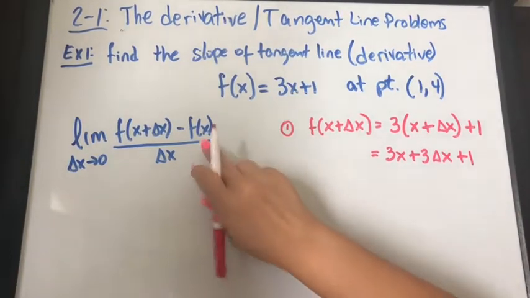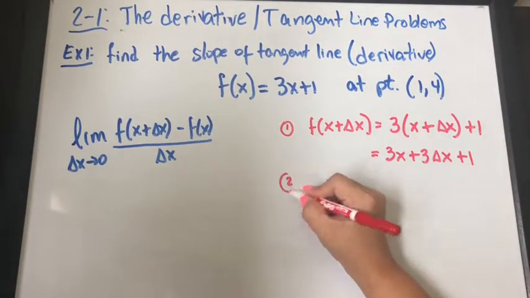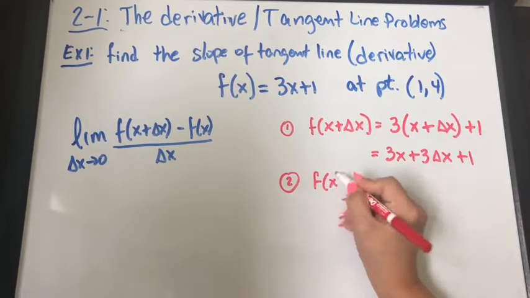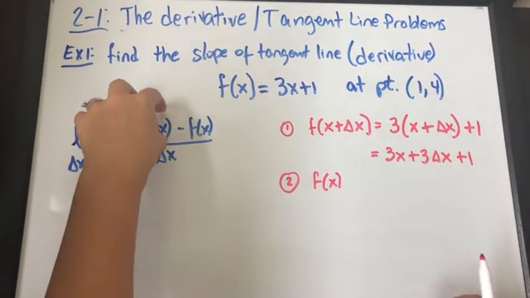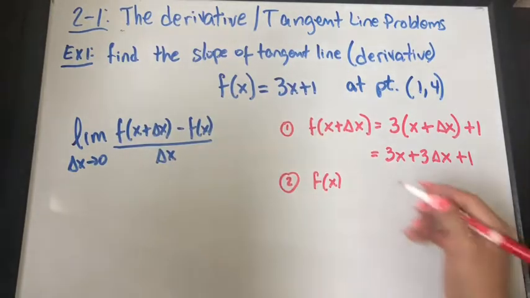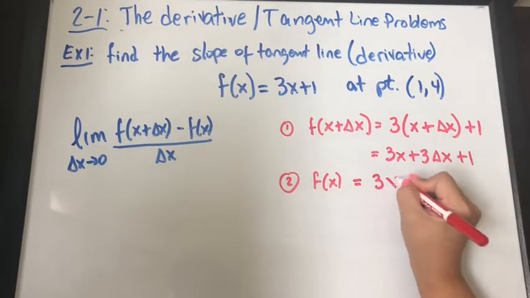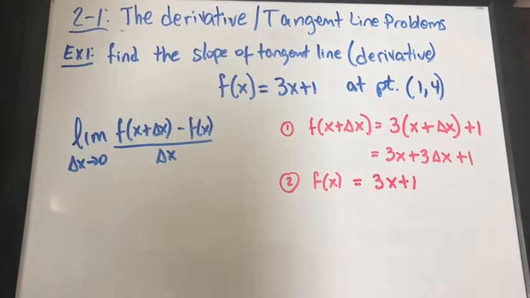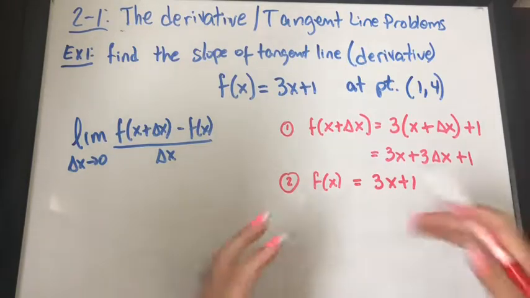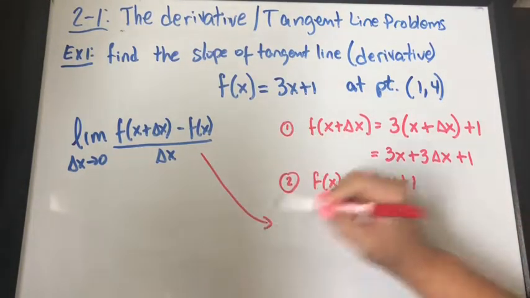All right, number 2, we already have f of x. F of x is simply, right, and all we're doing, guys, is trying to get this piece right here, and this becomes 3x plus 1. Now that that's done, all I'm going to do is plug it into my formula right there, okay?